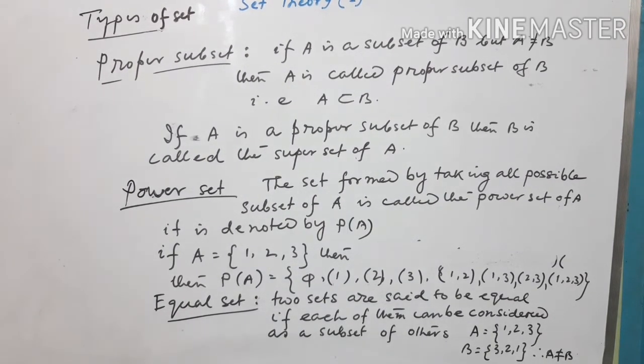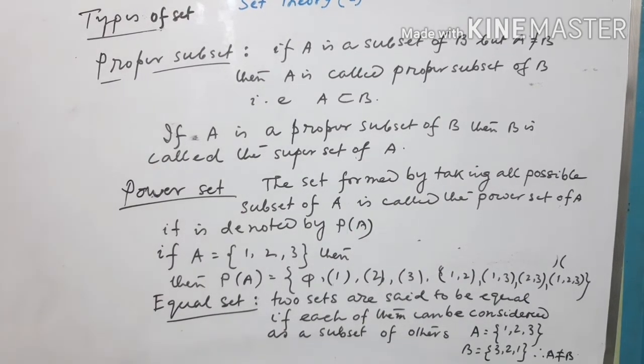Now we see that if we take any set A equals {1, 2, 3}, its power set contains the element phi, since we know that the null set is a subset of every set. Then the singleton sets {1}, {2} and {3}. Then {1, 2}, {1, 3}, {2, 3}. And lastly the set itself, that is {1, 2, 3}. So we can see that there are 8 elements, which is equal to 2 to the power 3, as the set has 3 elements and its power set has 2 to the power 3 elements.